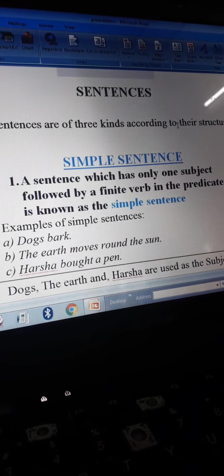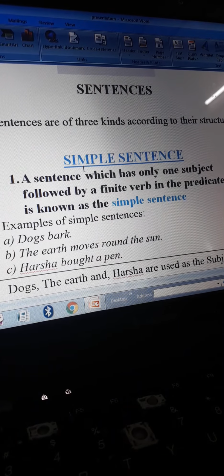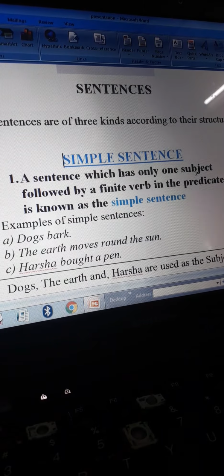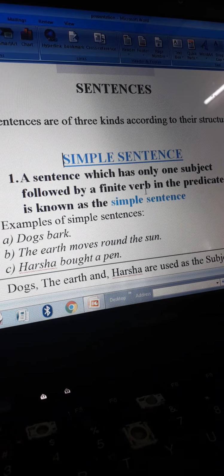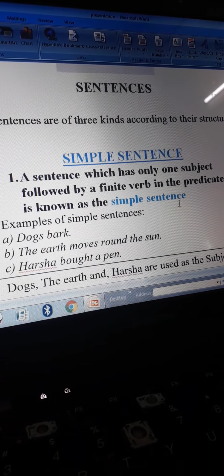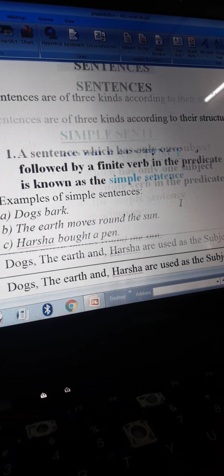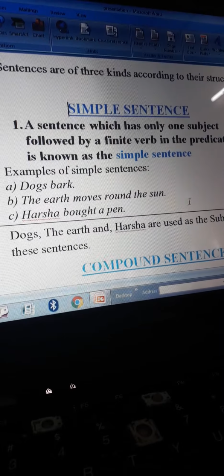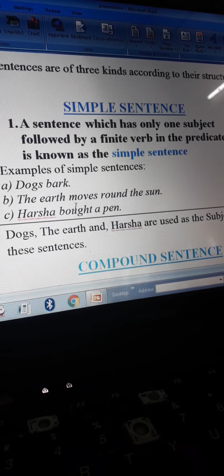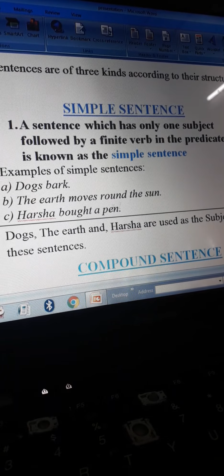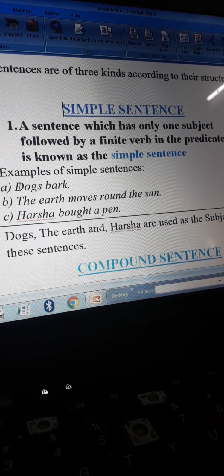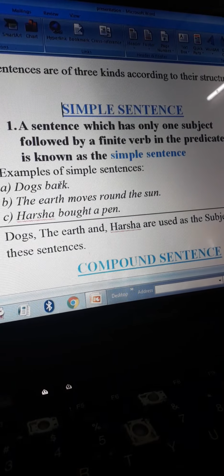Okay. Now, a simple sentence is that sentence which has only one subject followed by a verb in the predicate part. Let's see the example. Dogs bark. The earth moves round the sun. Harsha bought a pen. Now, dog is the subject here, bark is a verb here.